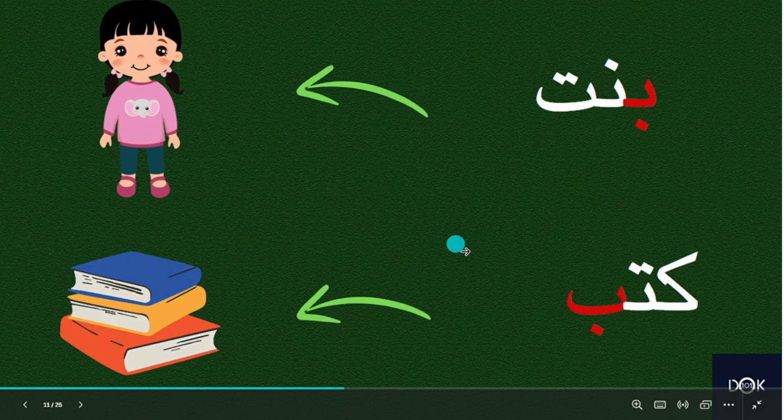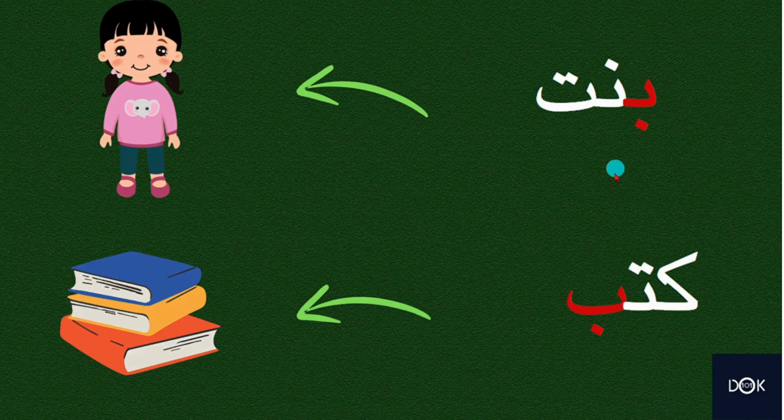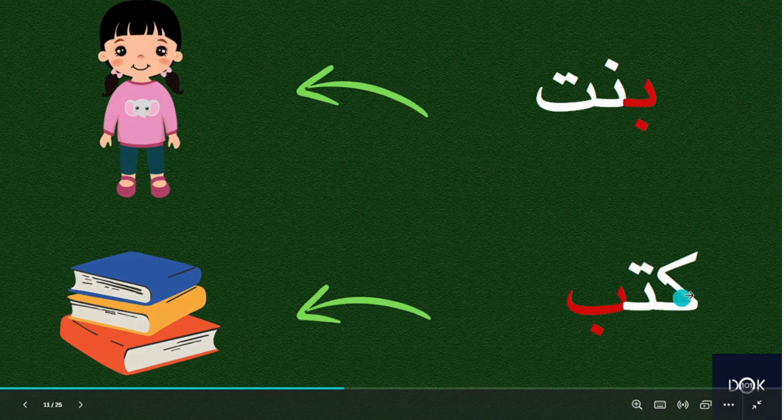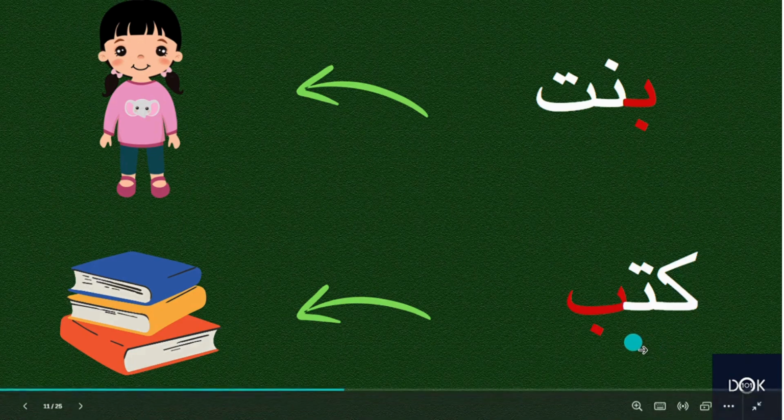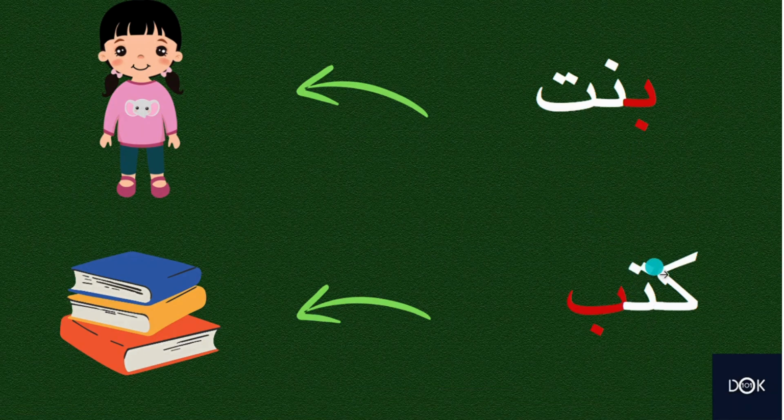These are the 2 examples. First is Bint, which is a girl, and can also be used for daughter. We see that Ba here is at the beginning of the word, so it is connected to the next letter. Next example is Kutub, which means books. We see that Ba here is at the end of the word and is connected to the letter prior to it. Bint, Kutub, Ba, B. That's it for Ba.